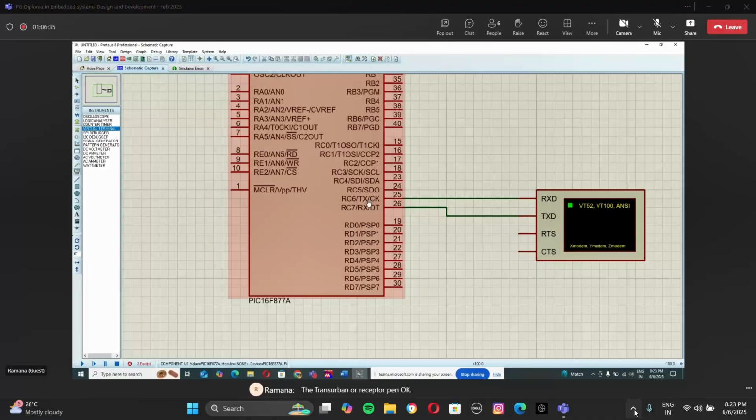But in I2C, we will be using SCL, serial clock, and SDA, serial data. Only these two pins will be used. For serial communication we will be using these pins, and for I2C we will be using these pins.